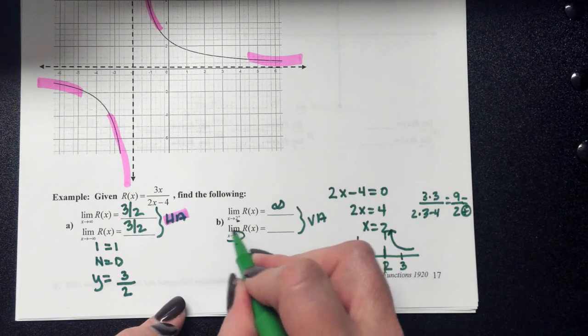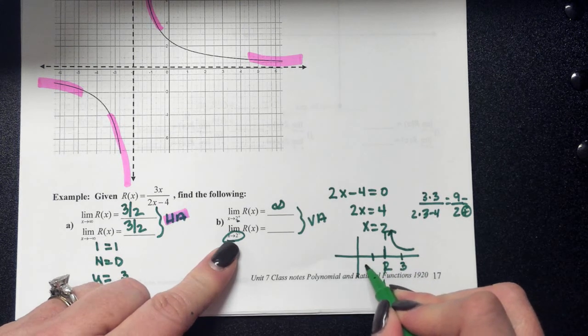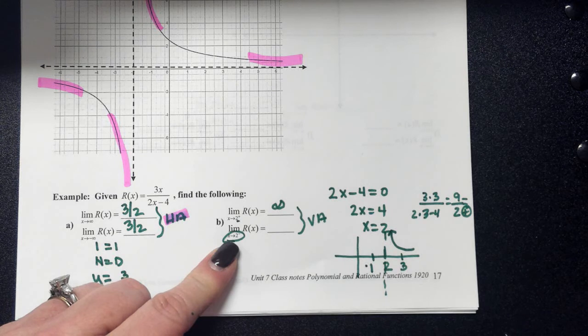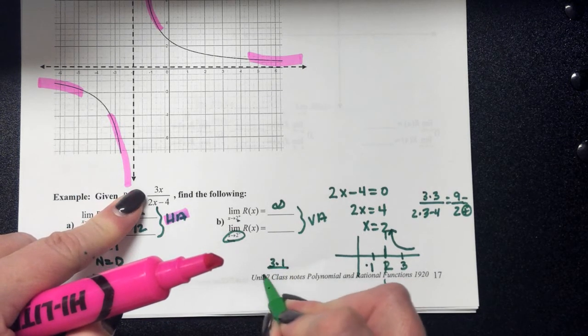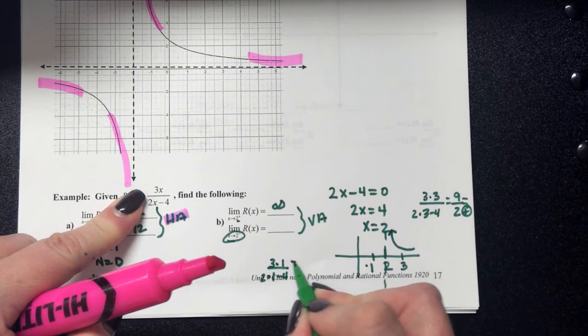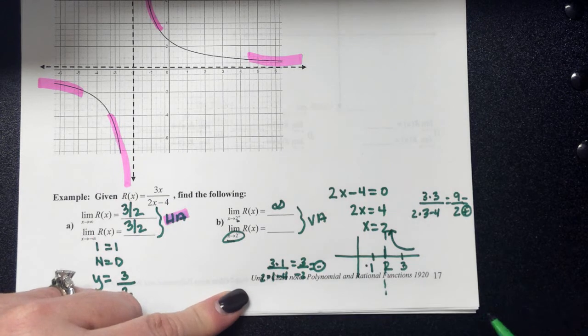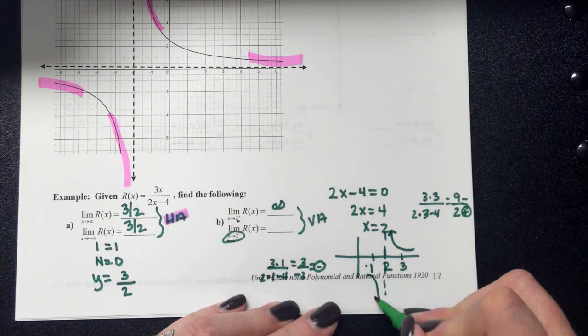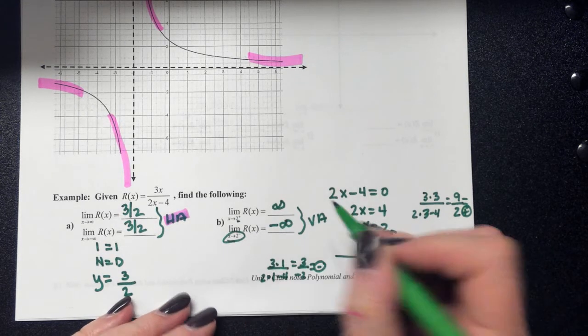The limit as x approaches 2 from the left. So again, to the left of 2, I've got an x value of 1. So I'm going to plug 1 into this equation for x. So I have 3 on the top. 2 minus 4 is negative 2. This is a negative number. So I know that as you're approaching 2 from the left, you're going to be pointing down towards negative infinity.